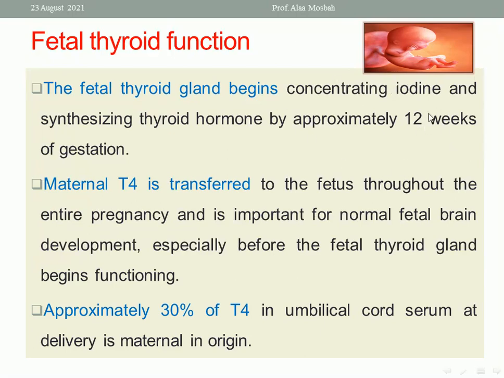So it starts at 12 weeks, and the maternal T4 is transferred to the fetus throughout the pregnancy. This is specifically important in the first trimester before the thyroid gland of the fetus starts to carry the job of production of thyroxine, okay? And as all of us know, thyroxine is important for the normal development of the fetus, okay? So lack of maternal thyroxine may be hazardous or dangerous for the fetus.